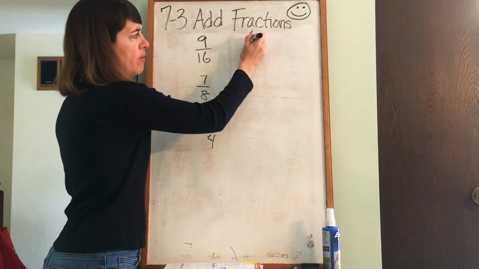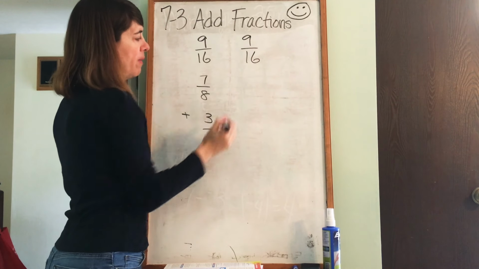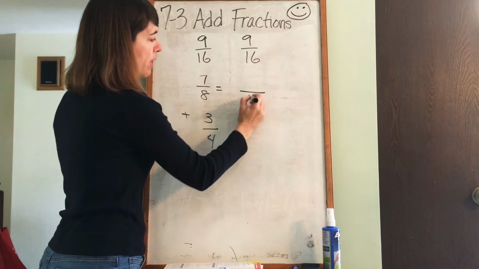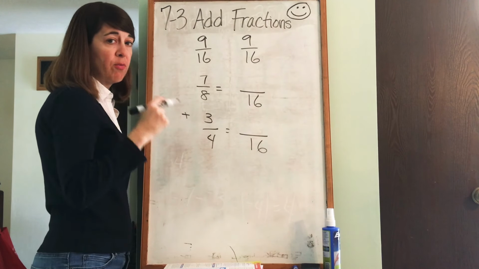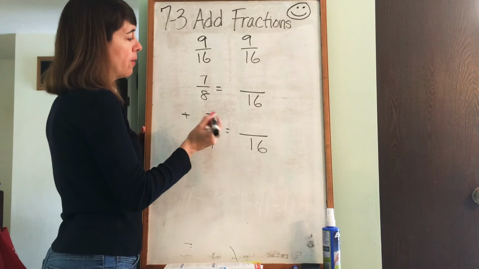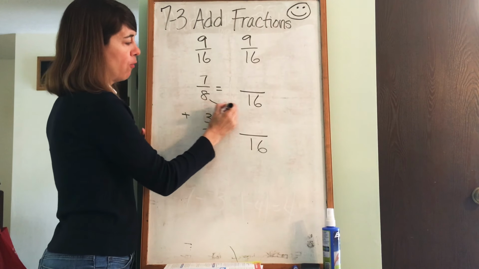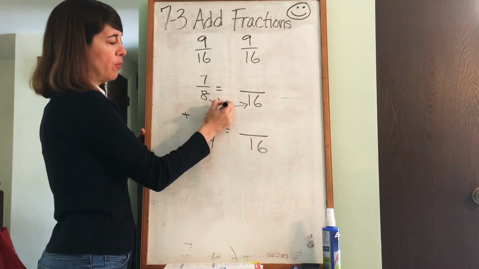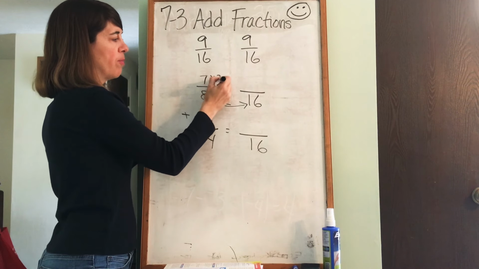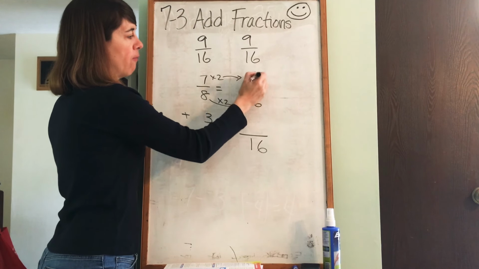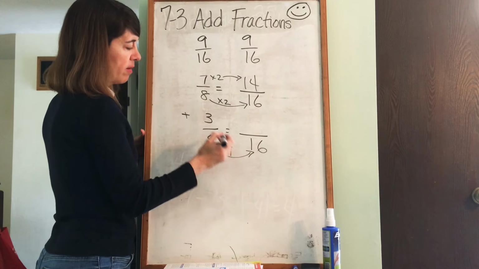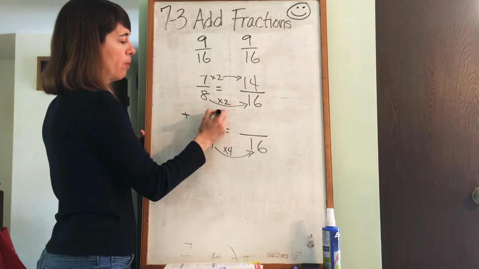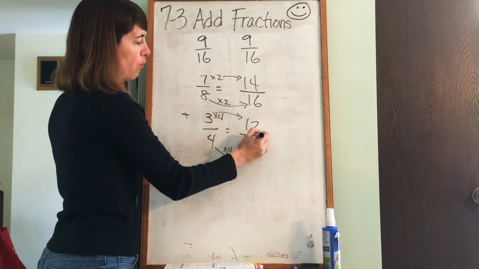So 9/16 will just stay as is. We'll just copy that down again. Then we want to change these two over to 16ths. Now this goes back to some work we were doing earlier in the year with equivalents. So of course, to get from 8 to 16, you would multiply by 2. So we'll multiply by 2 up here and get 14. Here, we multiply by 4 to get to 16. So we'll multiply by 4 up here and we get 12.